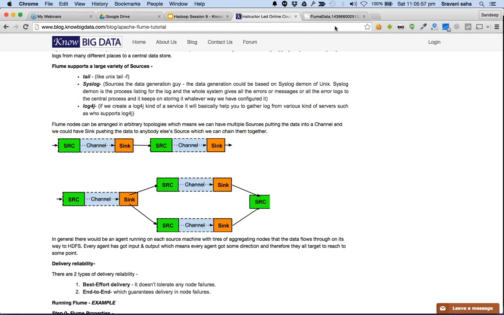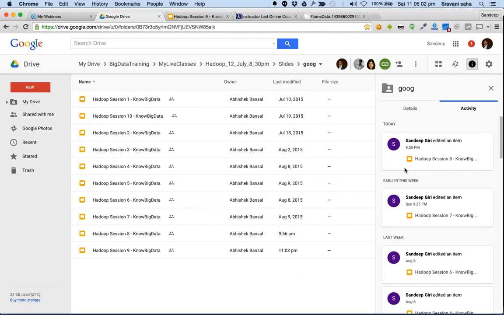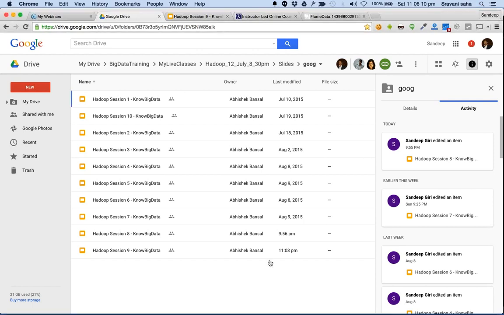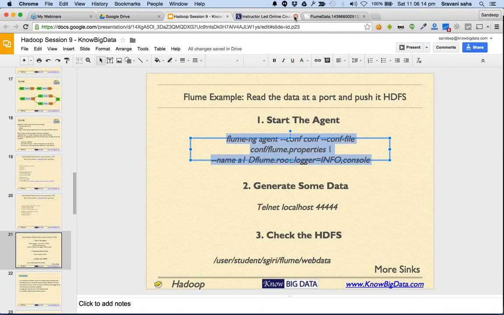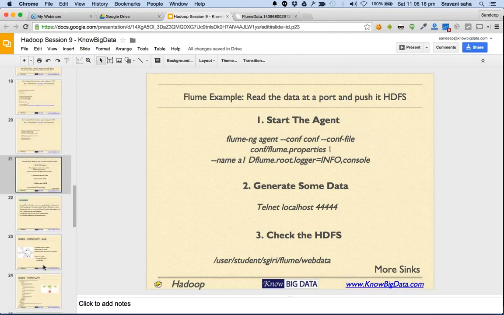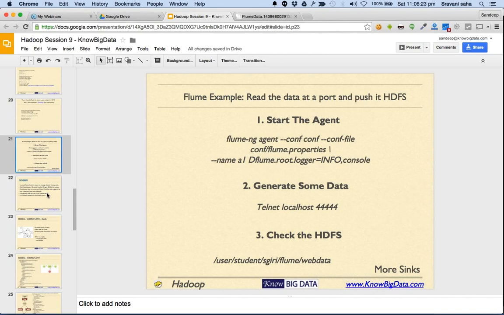So I hope the Flume demo was useful for you. All right. So we were able to generate data and got it pushed to the server.